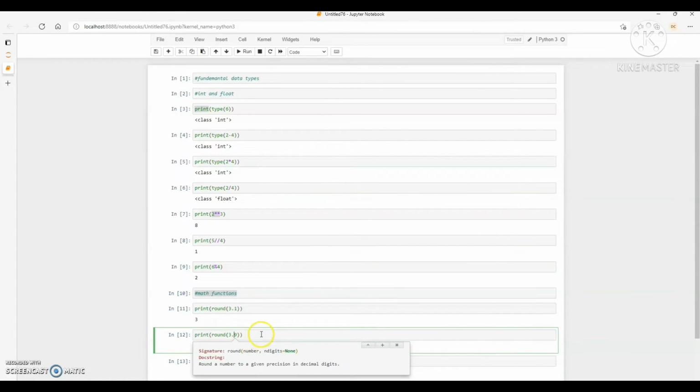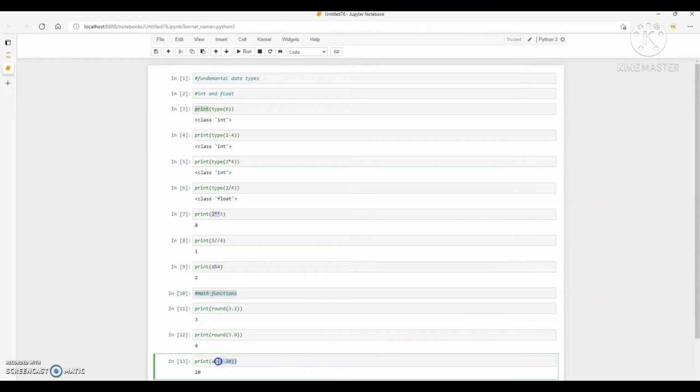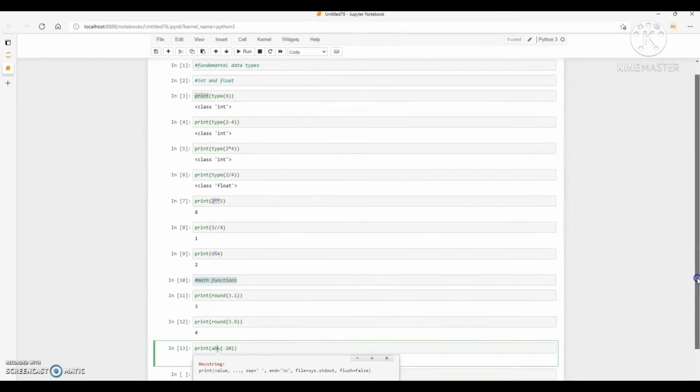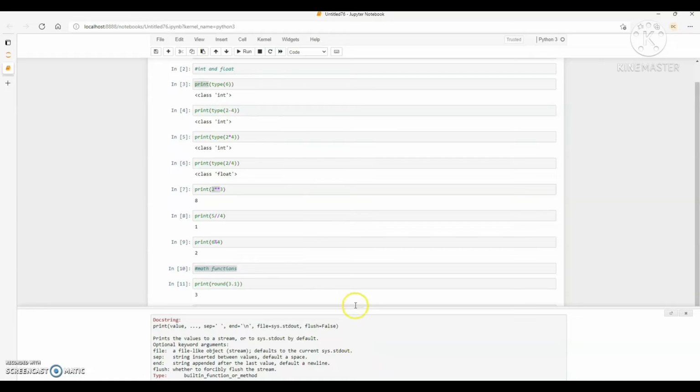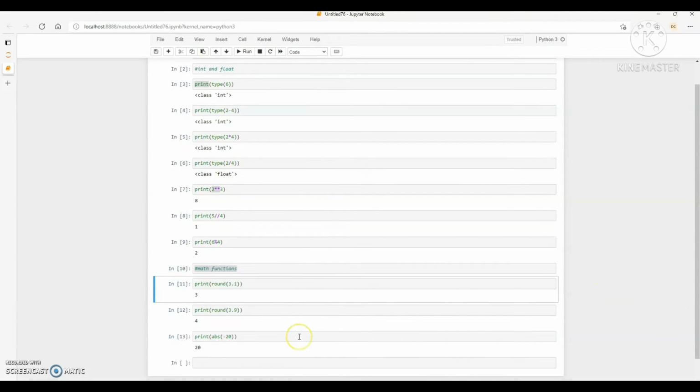Another math function that's built into Python is something called abs. And you see right away that I get abs here, and abs returns the absolute value of the argument. And again, for those that are not too familiar with math, an absolute value simply means no negative numbers. So an absolute value of negative 20 is 20.